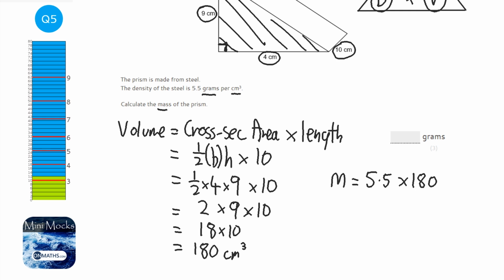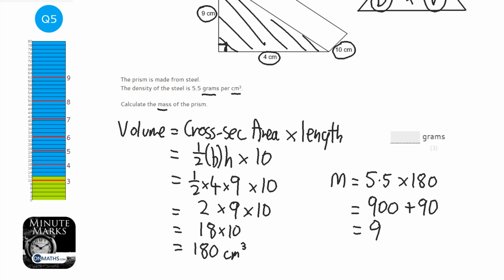So if I have a calculator, I can just type that in. Otherwise I could do 5 times 180, well I can do 10 times 180, which is 1800, then halve it, which is going to be 900, and then half times 180, which is 90. So that's 990. So the answer is 990 grams.